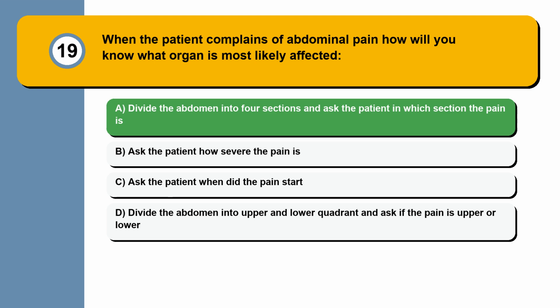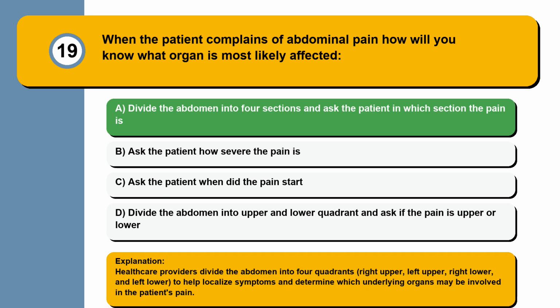The correct answer is option A. Divide the abdomen into 4 sections and ask the patient in which section the pain is. Explanation. Healthcare providers divide the abdomen into 4 quadrants, right upper, right lower, and left lower, to help localize symptoms and determine which underlying organs may be involved in the patient's pain.